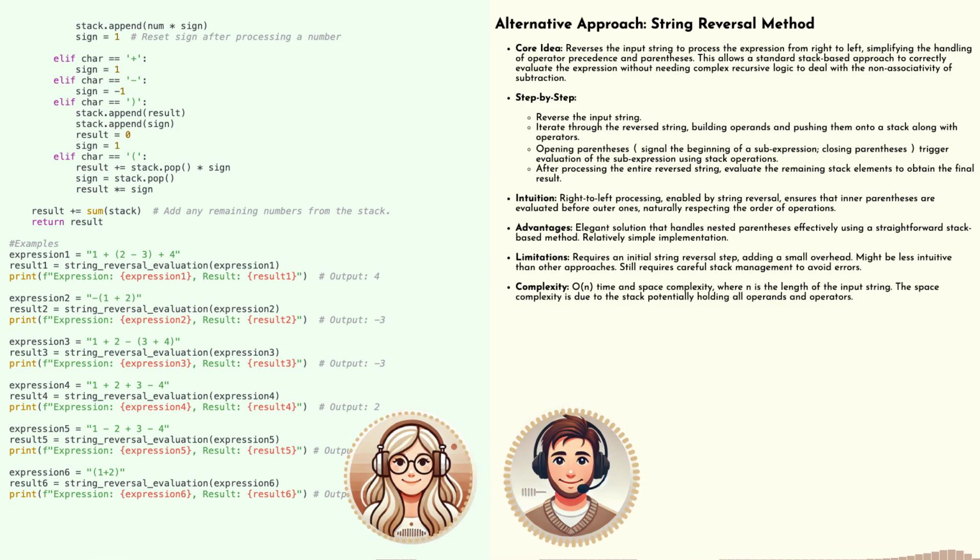Okay, I'm all for making things easier, but how does reversing the string actually achieve that? Can we walk through an example? Absolutely. Let's bring back our old friend. 1 plus 4 plus 5 plus 2 plus 6 plus 8. If we reverse this, we get 8 plus 6 plus 3, 2 plus 5 plus 4 plus 1.